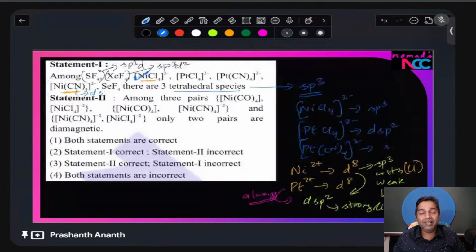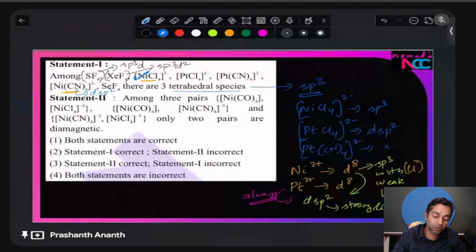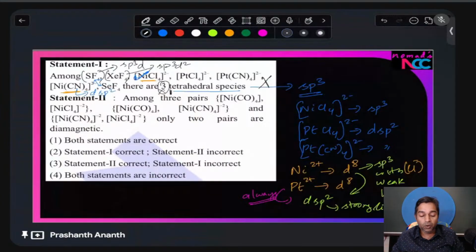SeF4 is going to be selenium. Selenium is in the oxygen family, so it is going to be similar to sulfur, so it's going to be sp3d2. So you're going to have 3 tetrahedral species here. This statement is wrong. There are not 3. There is only 1 tetrahedral species in this actually. So it is supposed to be 1. Okay, so statement 1 is going to be wrong in this particular case.